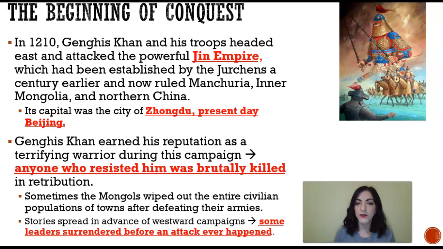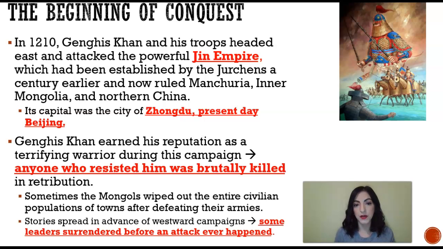So he goes on to conquest, goes on to claim more territories to add to his growing empire, and he attacks the powerful Jin Empire. So these are the Jurchens. The Jurchens were one of these tribes that were located to the north of them. They would take over and control parts of northern China, which included Manchuria, Inner Mongolia, and they had created like an early version of a dynasty.